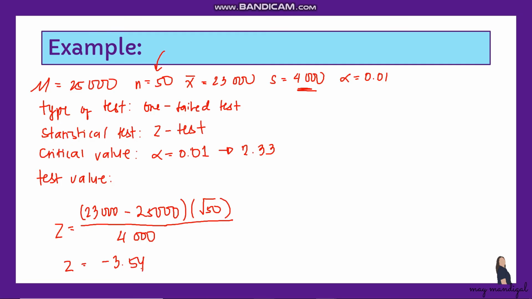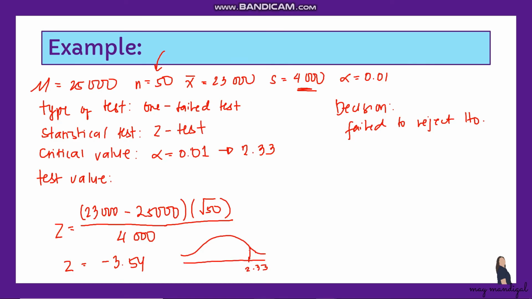Now looking at our critical value and our test value, we can already write a decision, and that is to fail to reject. We failed to reject our null hypothesis because if we draw the curve, this is where 2.33 is, and the rejection region is just this part. But for negative 3.54, let's say it's somewhere here, so it's not within our rejection region. Therefore, we failed to reject our null hypothesis.